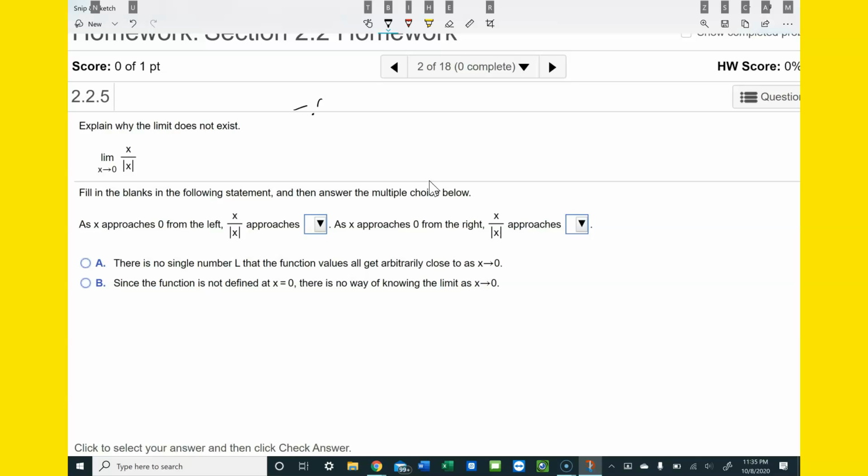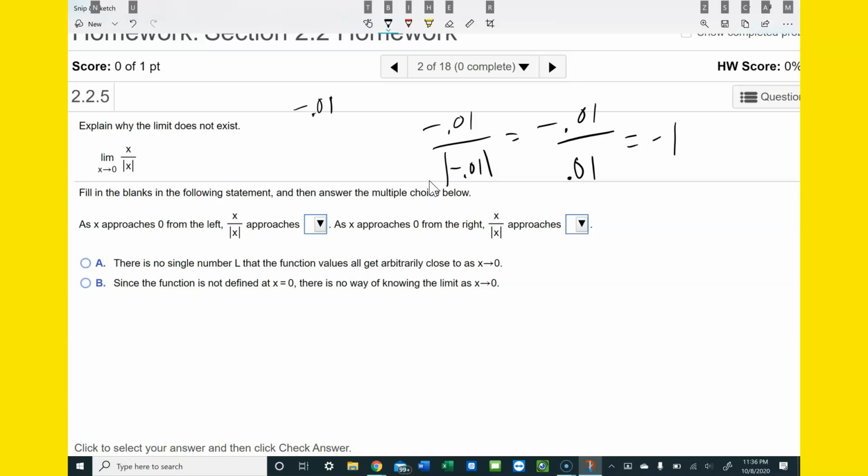maybe negative 0.01. Let's think about it like that. If I plug in negative 0.01 for x, that would give me negative 0.01 over the absolute value of negative 0.01, which would give me negative 0.01 over positive 0.01, which would give me negative 1. Okay, so as I approach 0 from the left side of 0, I get negative 1 as the limiting value, I think.